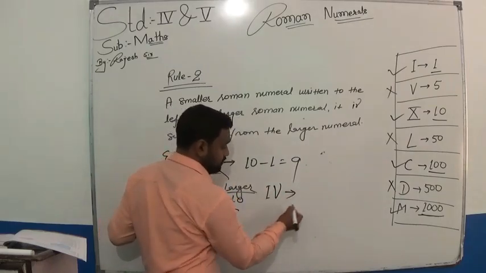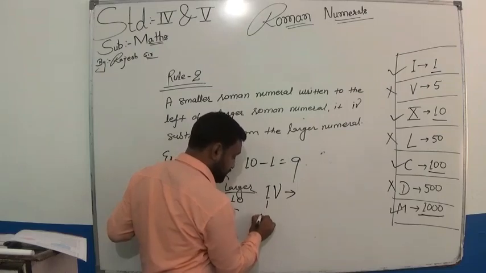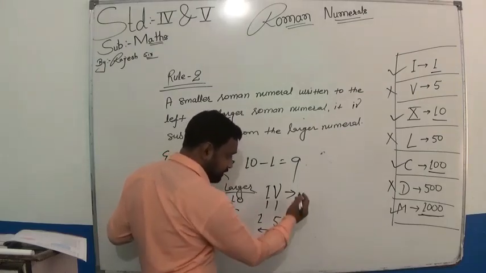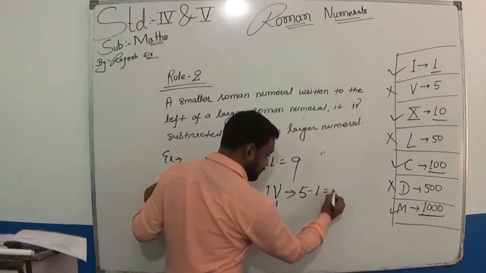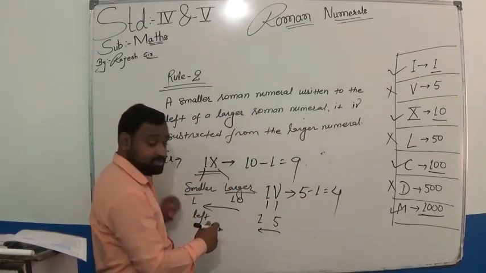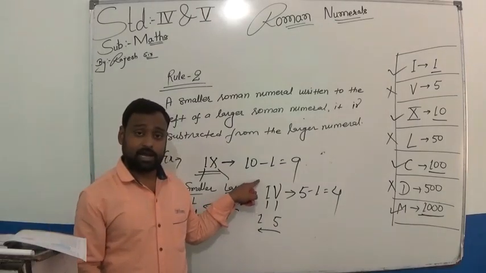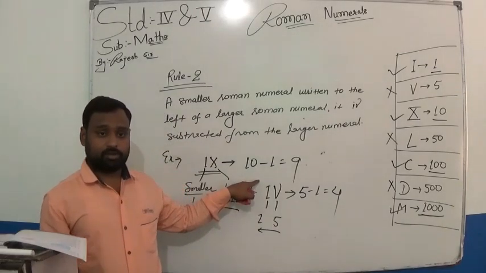One more example. Remember, this is 1 and this is 5. Here the smaller is written on the left side. So 5 minus 1 equal to 4. Can we write 4 like this? Yes, we can write. We write 4 like this, IV being 4.